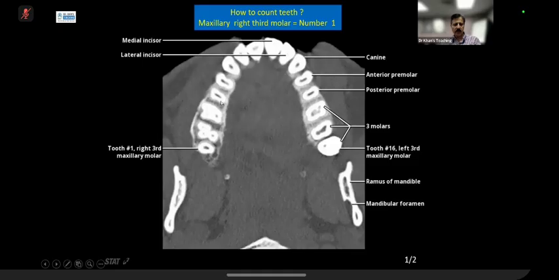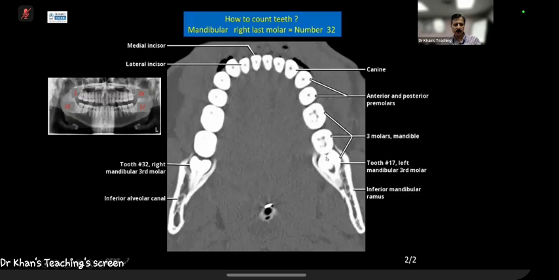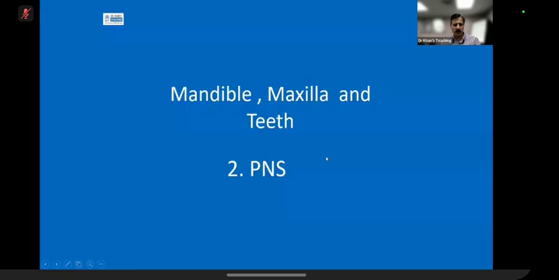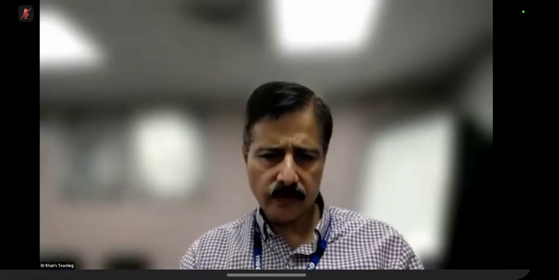Here again, the method of counting the teeth is depicted, which we don't have to repeat. Okay, now a few viva cases for you.